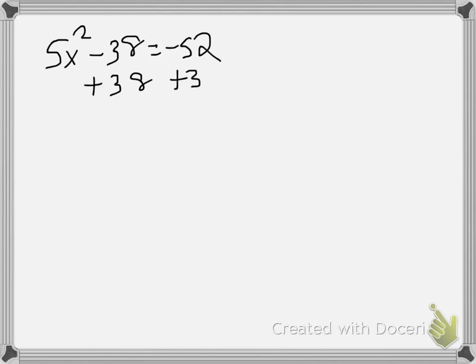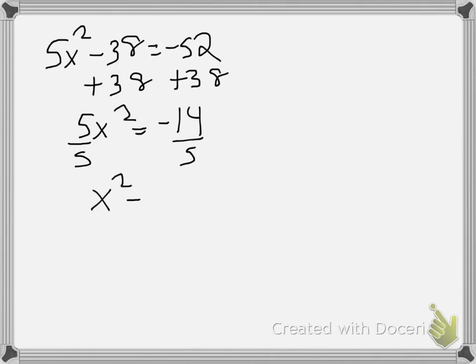So the next question was number 11. It says solve by extracting the square. You have 5x squared minus 38 equals -52. Well, before you can extract the square, you've got to get the x squared by itself. So we're going to add 38. And we're going to have 5x squared is equal to -14. Then we're going to divide by 5. And we're going to have x squared is equal to -14 over 5.